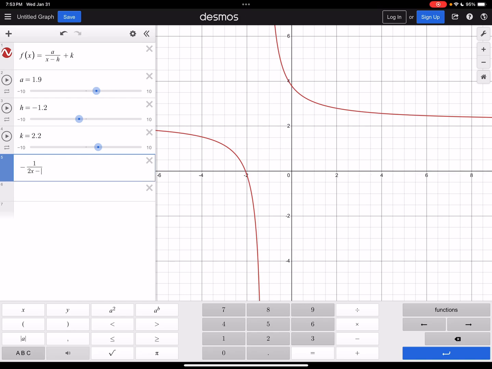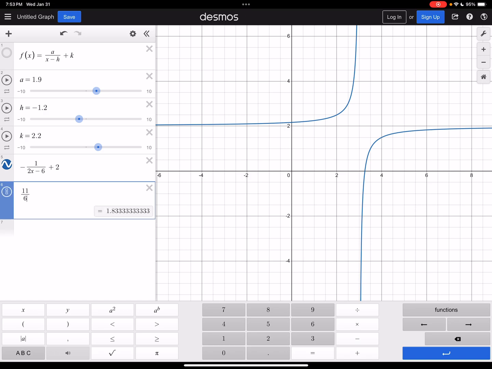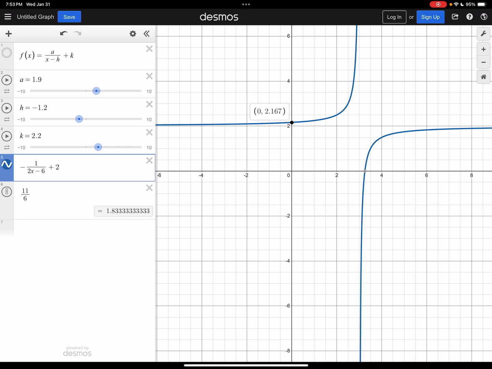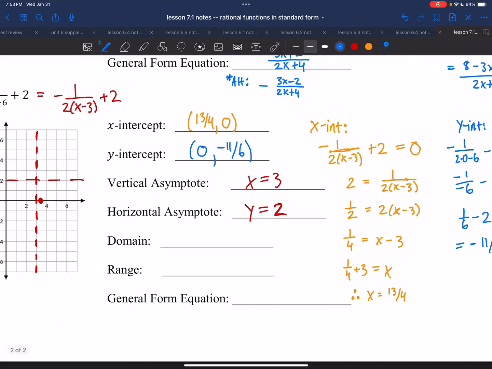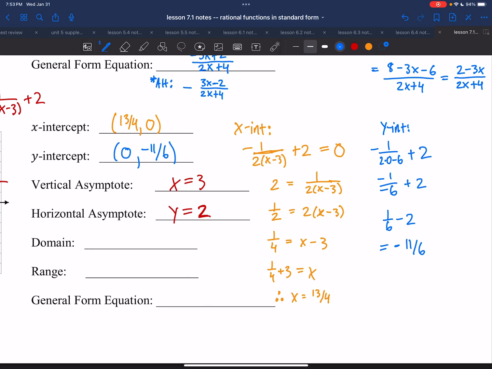Negative 1 over 2x minus 6 plus 2. Now, all I'm verifying here, 3.25. Hey, that looks familiar. And 2.167. Is that 11/6? What? What? Guys, chat, I say. Chat. What happened? Plus 2. You nincompoop. Plus 2. What are you doing? Oh, my gosh. Oh, my heavens. 13/6. Oh, my God. What a blunder. A classic blunder. Okay, that works now.